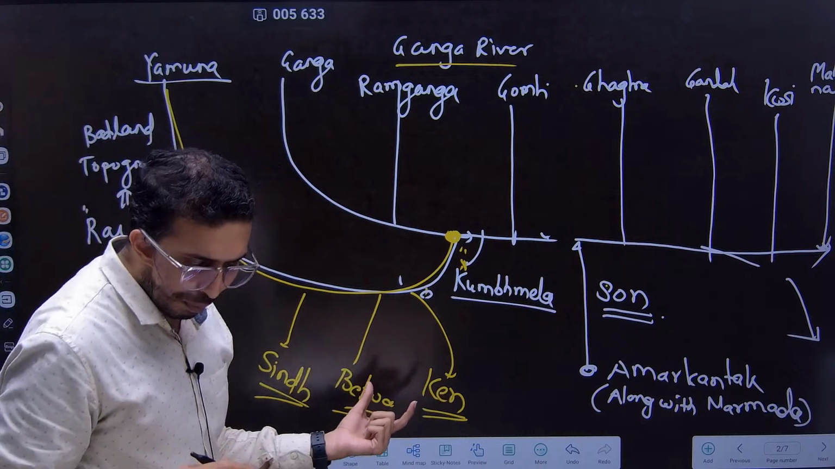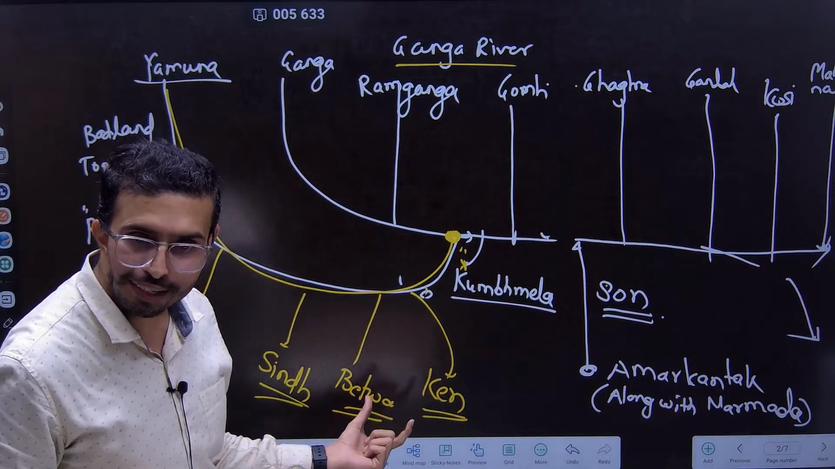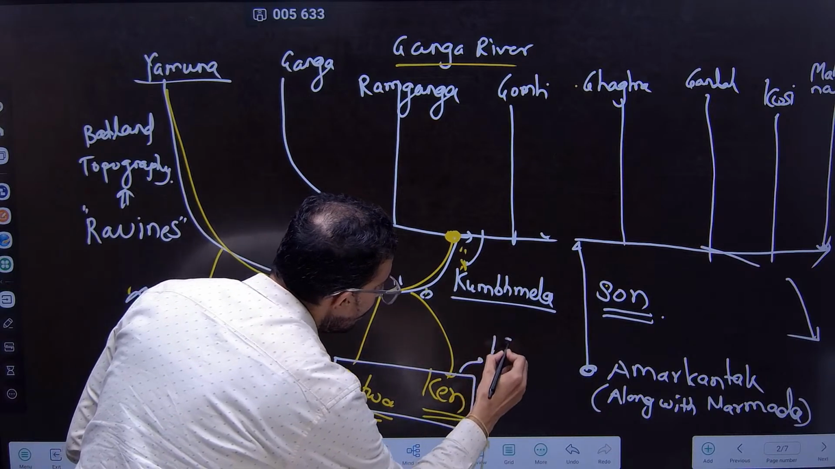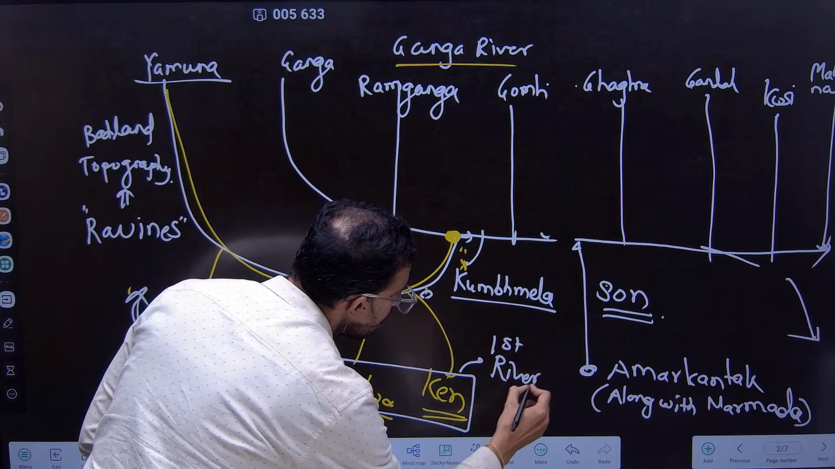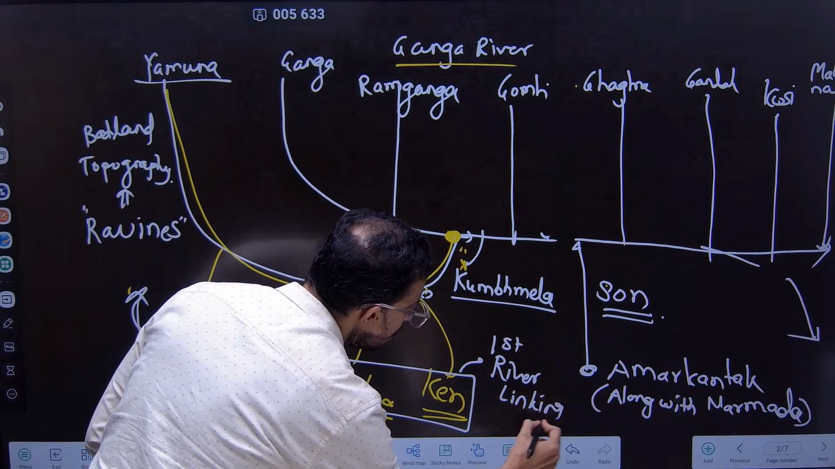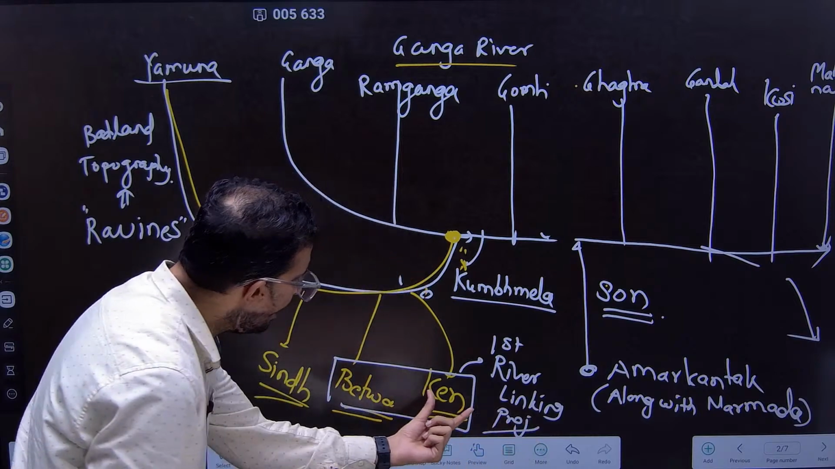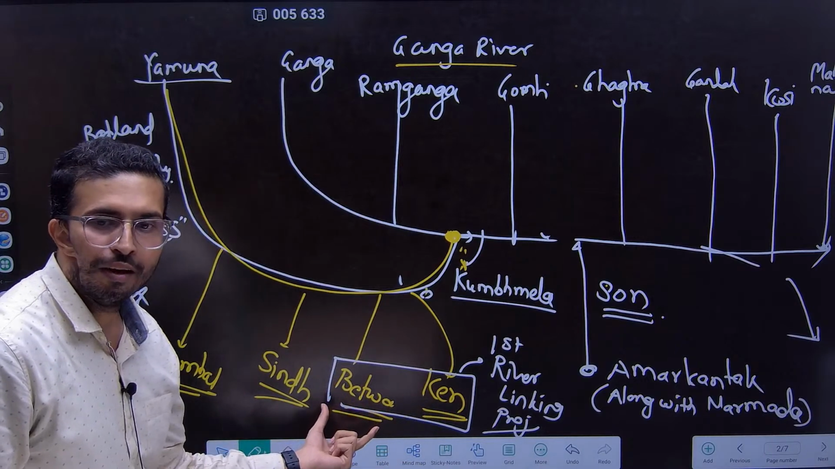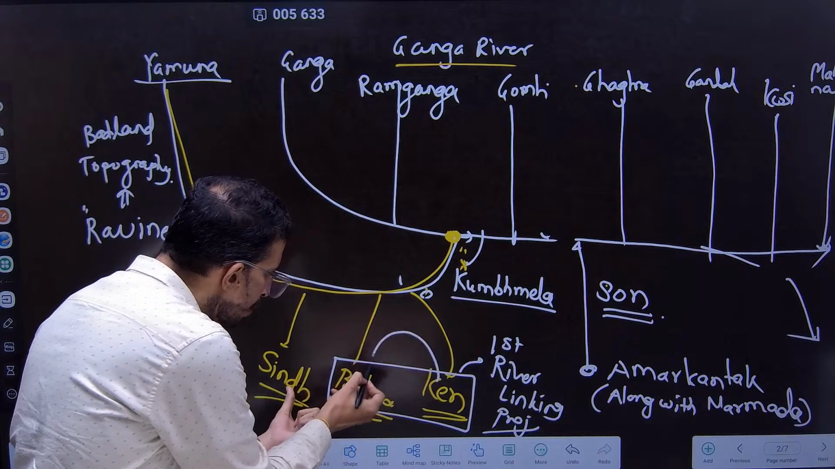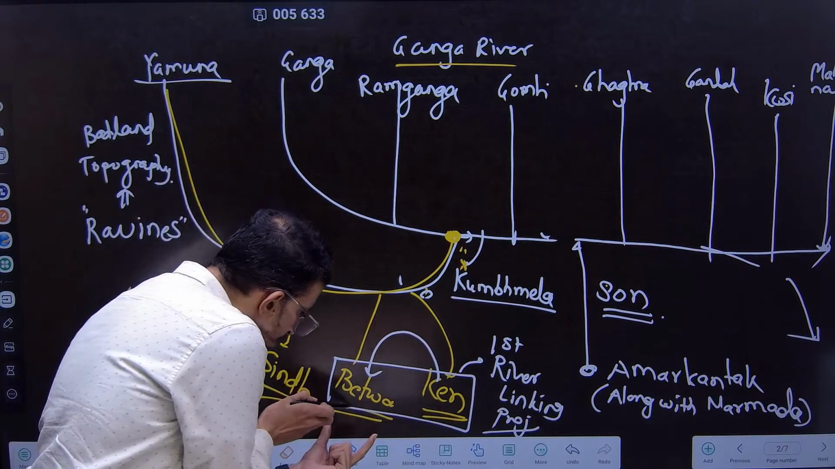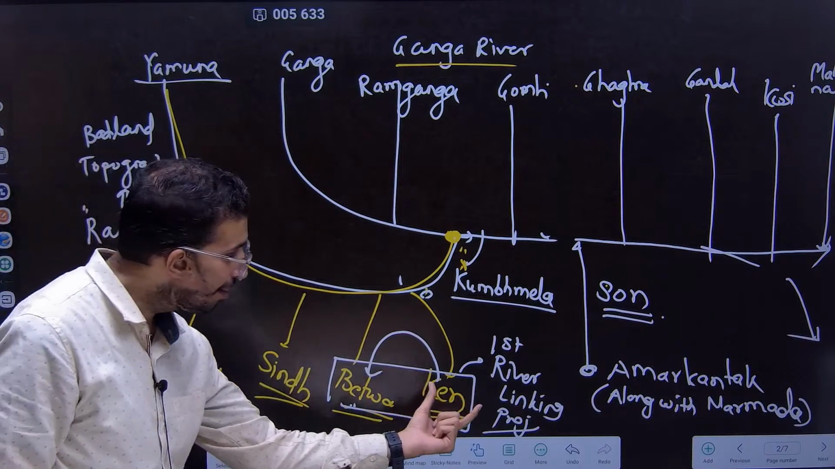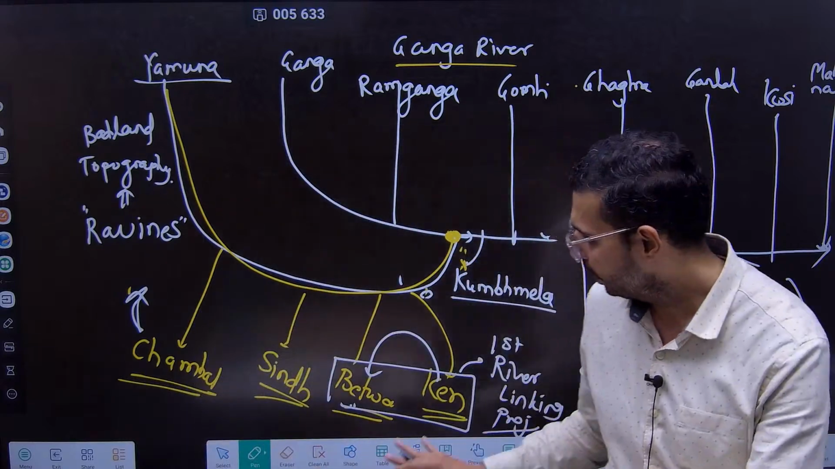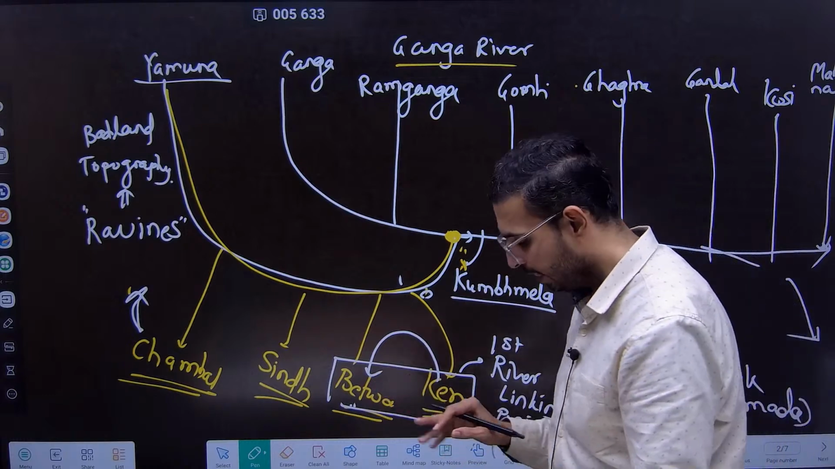Have you heard about the Ken Betwa river linkage? Yes, Ken and Betwa is India's first river linking project. Ken is the water surplus river, whereas the Betwa is water deficit. So we are transferring water from the surplus Ken river to the water deficient Betwa river, and this is India's first interlinking river project, Ken and Betwa. So we should know about the Ken and Betwa.